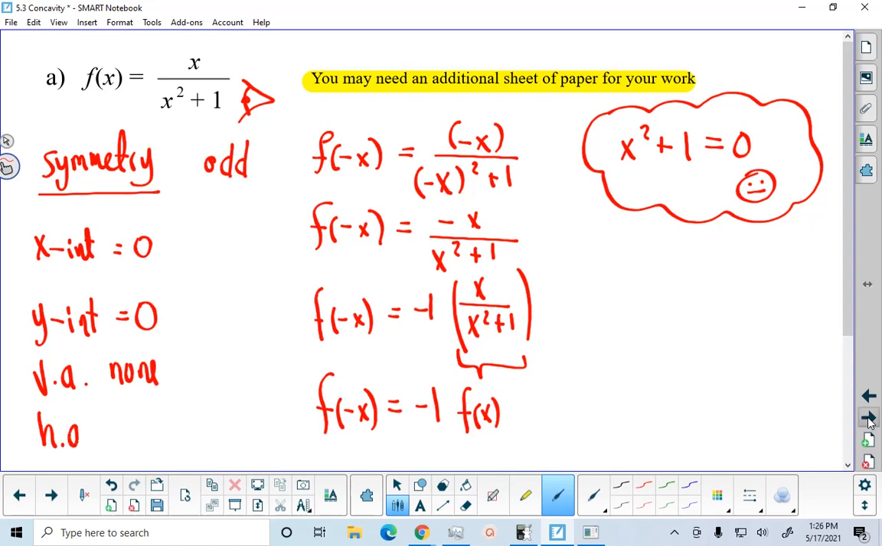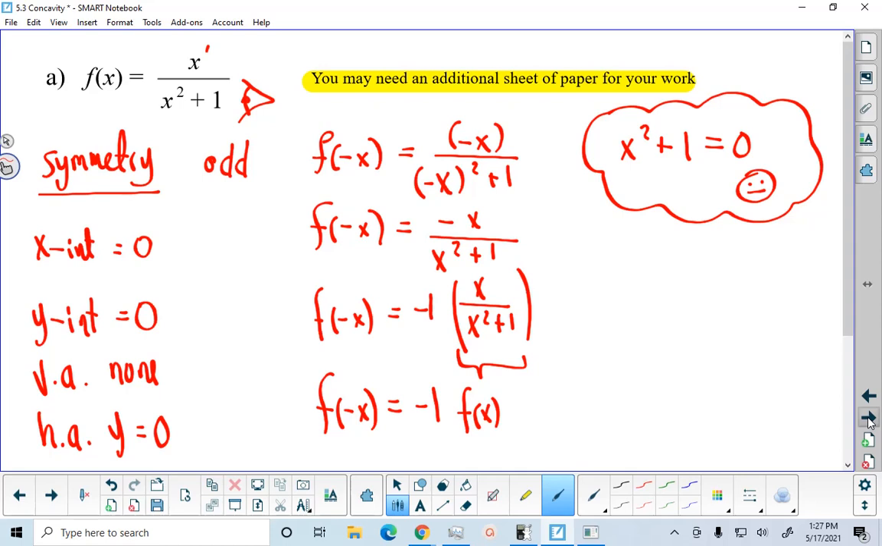Horizontal asymptote will be y equals 0. Now, I'm using the shortcut, and I really don't think there's anything wrong with using the shortcut. If it were written response, you can't do that, but the degree on the top is 1, the degree on the bottom is 2, so the degree on the top is smaller.